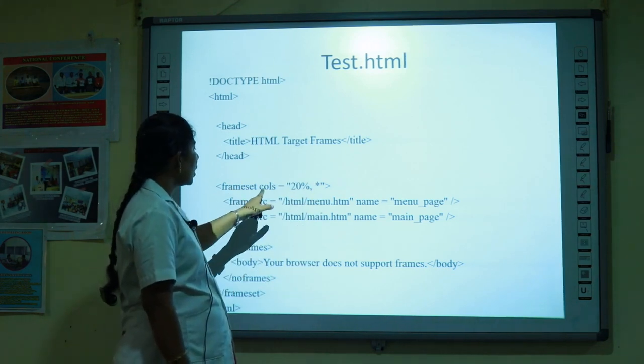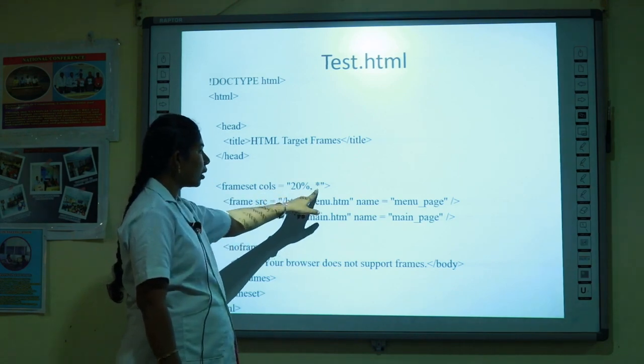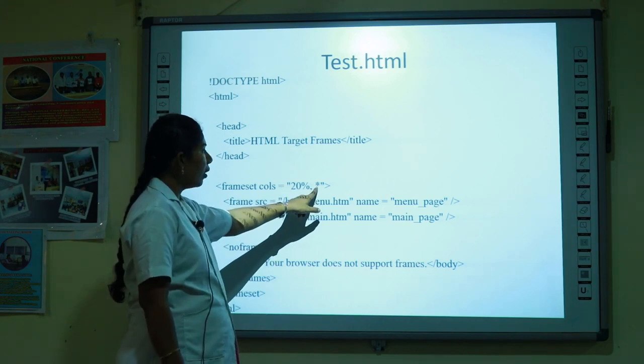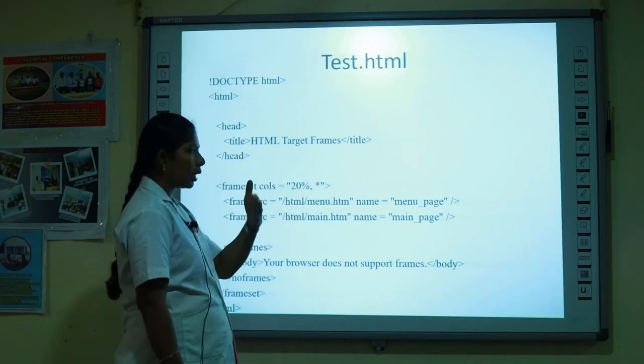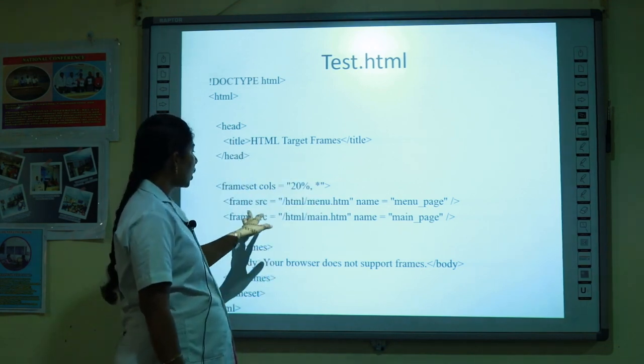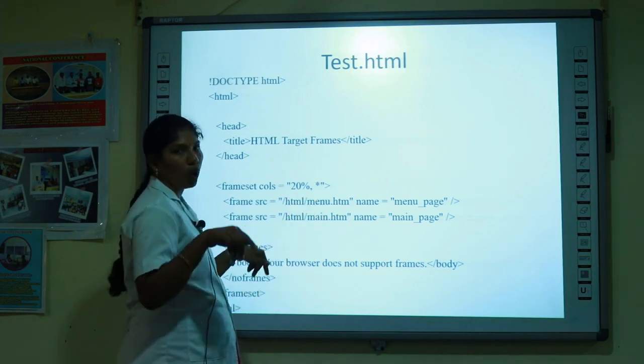So I have split this window into columns, that is, 20 and the wildcard symbol, which will take the remainder of the window, that is 80. One window will be 20% and another window will be 80%. So menu will be 20% and main will be 80% of the whole window size.